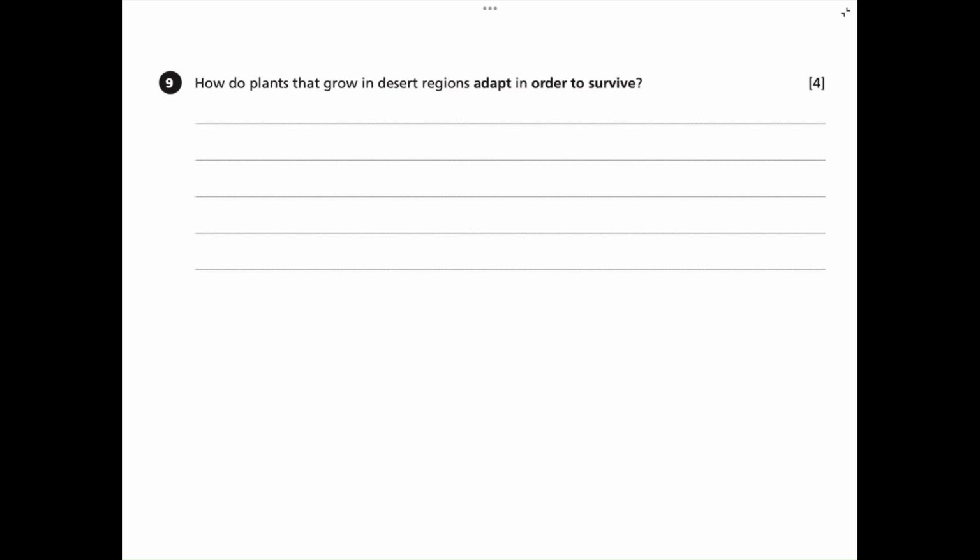Question 9. How do plants that grow in desert regions adapt in order to survive? 4 marks. Okay, let's go through this. So we're talking about how plants in desert regions adapt in order to survive. We need to make sure we're thinking about what plants need to adapt to. So in desert regions, plants need to adapt to limited rain.